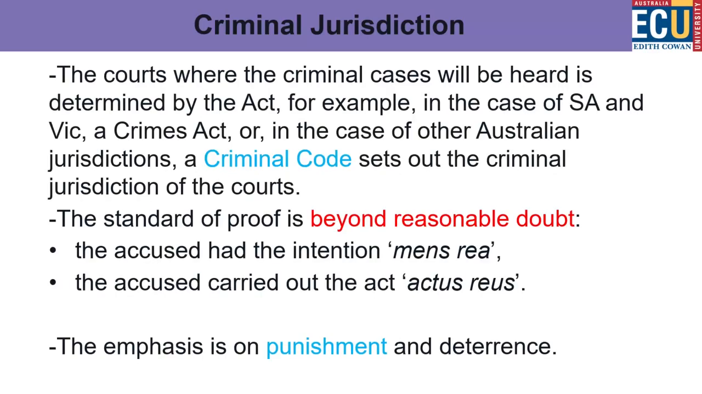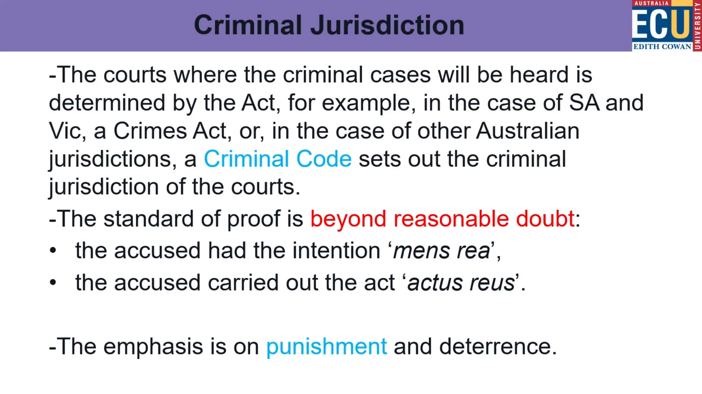Another thing I have to mention under criminal jurisdiction is that the standard of proof for a criminal case is way higher than a civil case. It is also difficult to prove a case in the criminal case. Why? At least two things the Crown must prove against the accused person. First thing is the mental element, which the Latin term the lawyers use is mens rea.